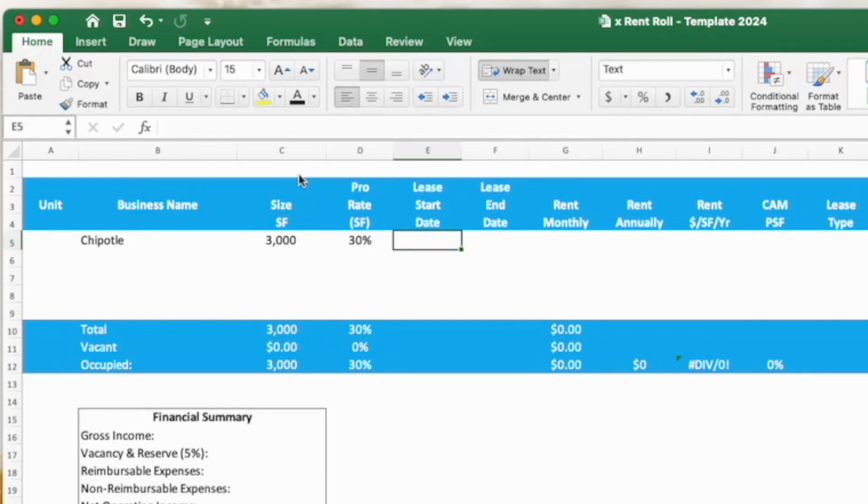Lease start date. That's just the date that the tenant went ahead and moved into the building, or not moved in, but that's when their lease signed. I say that there's a very big difference between the date that the lease started versus when the tenant moved in, because the tenant could have signed a lease on January 1st.